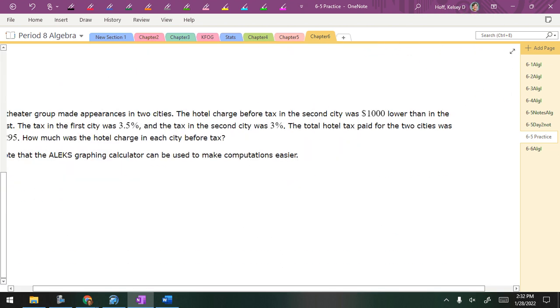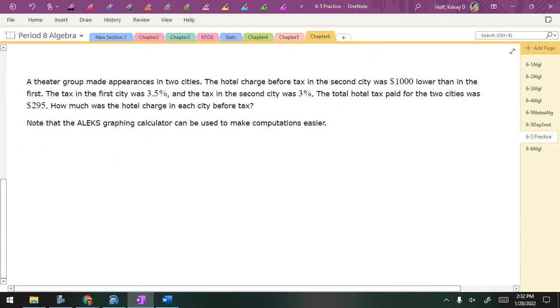Okay, let's set up one more. A theater group made appearances in 2 cities. The hotel charge before tax in the second city was $1,000 lower than the first. The tax in the first city was 3.5%. The tax in the second city was 3%. The total hotel tax paid for the 2 cities was $295. How much was the hotel charge in each city before tax?